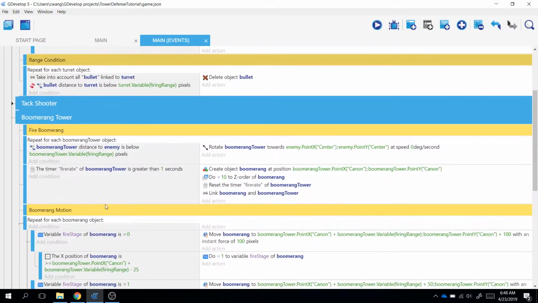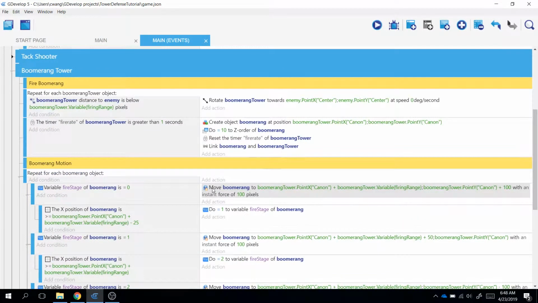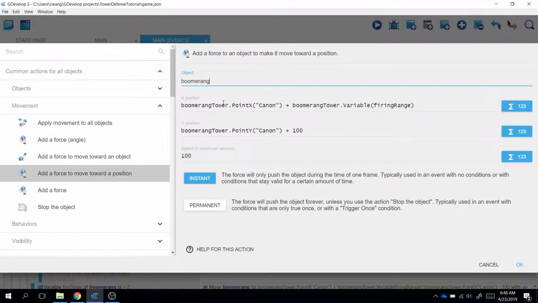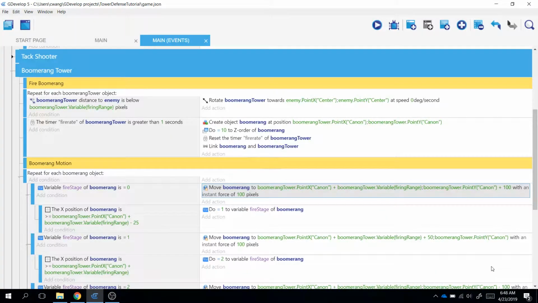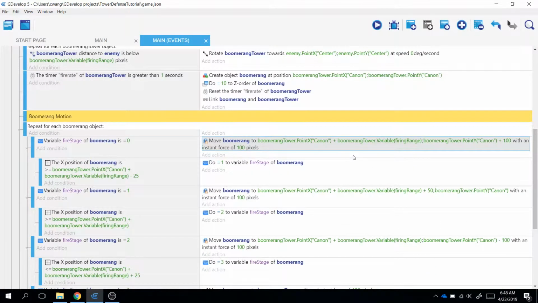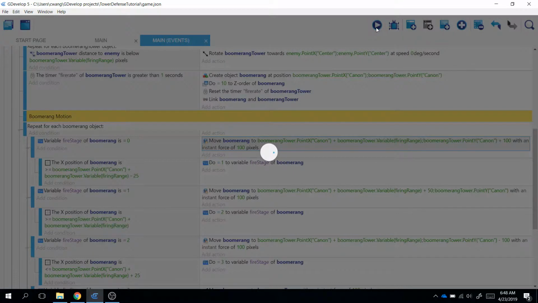Well, if we look at our boomerang motion, this move, does it have an angle? It doesn't. It just has an X, Y position and speed. So how do we take into account angle in making our movement? Another problem is if we were to actually check this out, we should see 4 distinct stages. So let's wait for that to load.